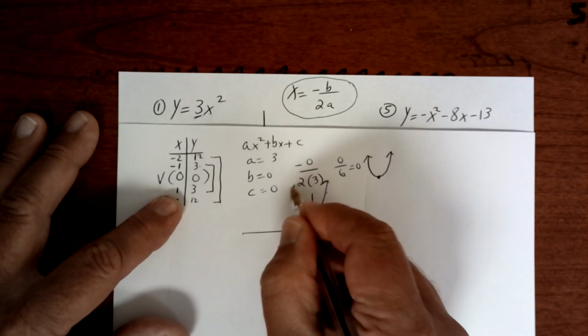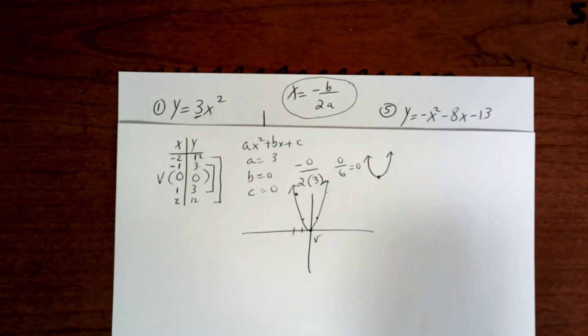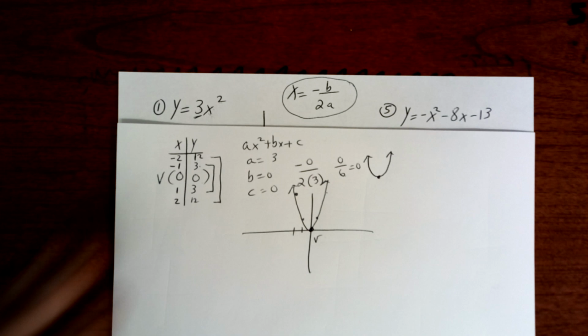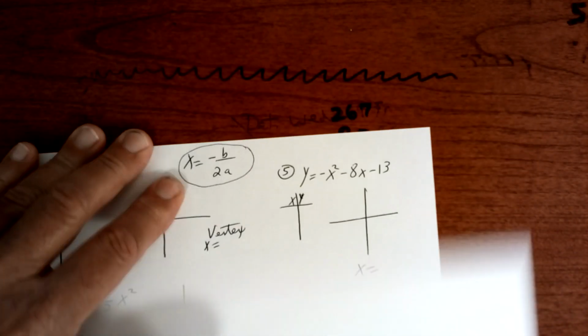And it goes up. This is called a minimum. It is a low value. The lowest value. Okay? So that's the way you do these. I'm going to set up one more with you. Copy this one down. Number 5.